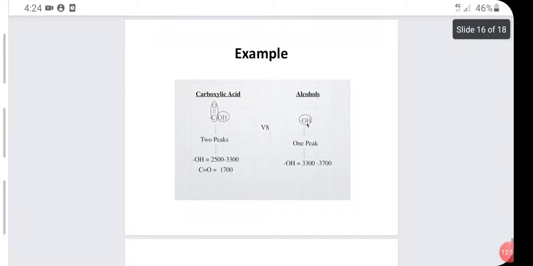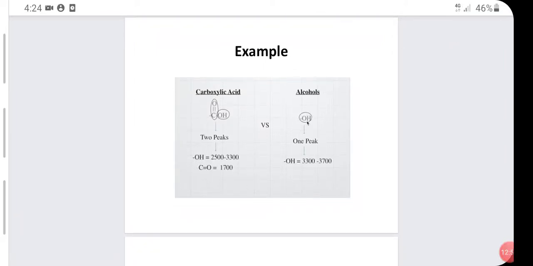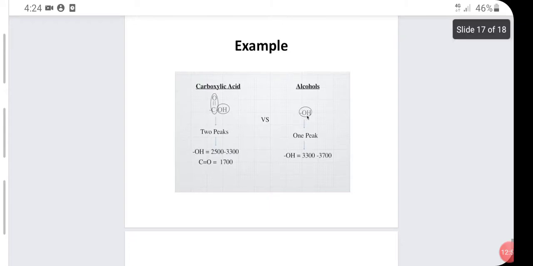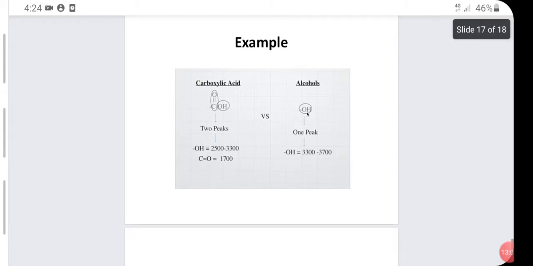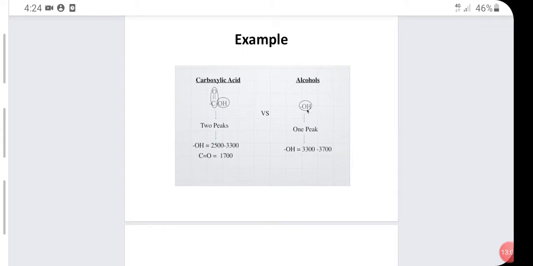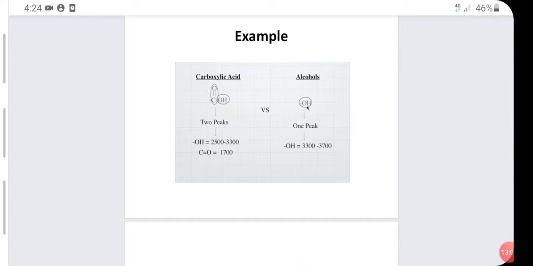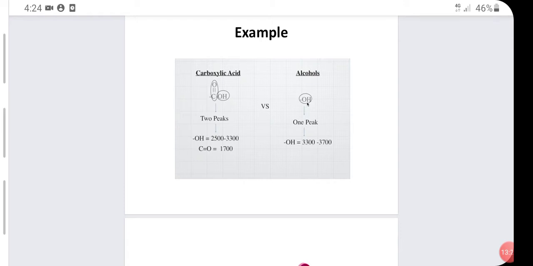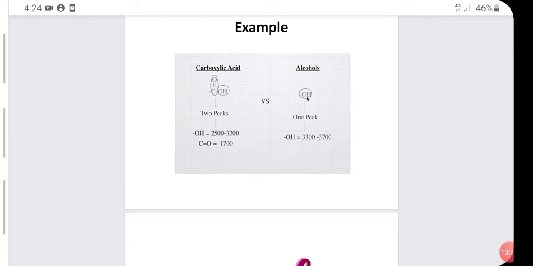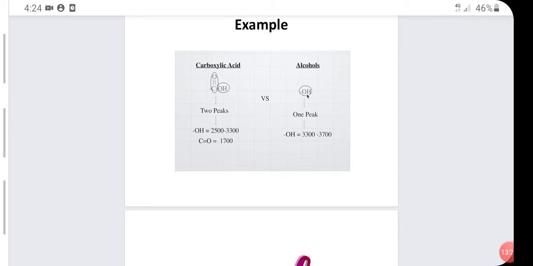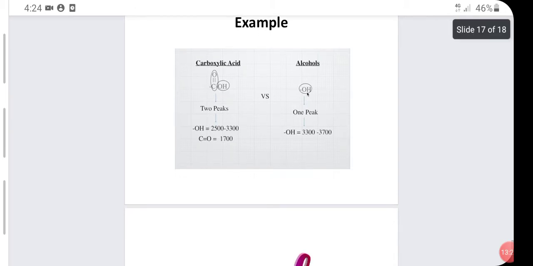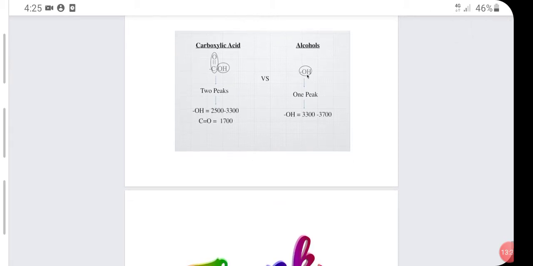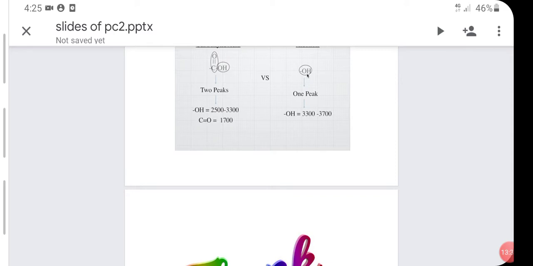Here is an example of carboxylic acid and alcohols. How you can interpret: both carboxylic acid and alcohols give different peaks in IR spectrum. Carboxylic acid shows 2 peaks in IR spectrum. The first peak is the C double bond O peak, and the second peak is the OH peak. And in alcohols only one peak is formed, that is the peak of OH, and the peaks of both these functional groups are present at different wave numbers.